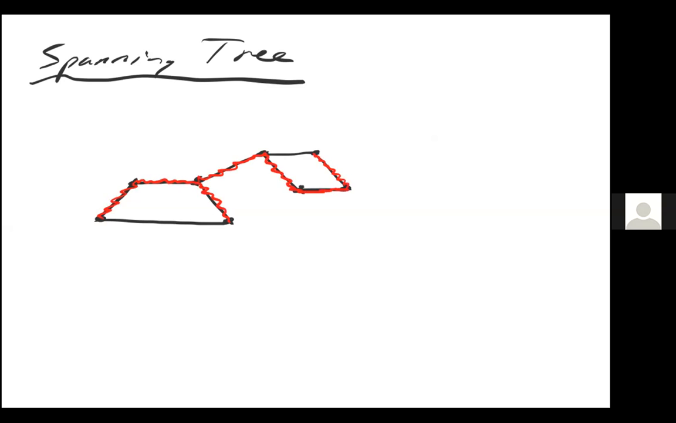Because it is definitely, if I redraw it down here, if I redraw that, that definitely hits every vertex, okay? And it is connected and it has no circuits, okay? So that is a spanning tree for that graph. It hits every vertex.